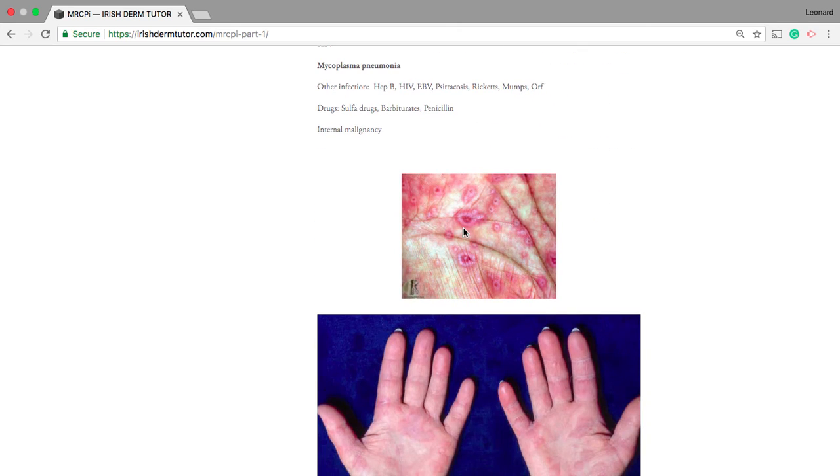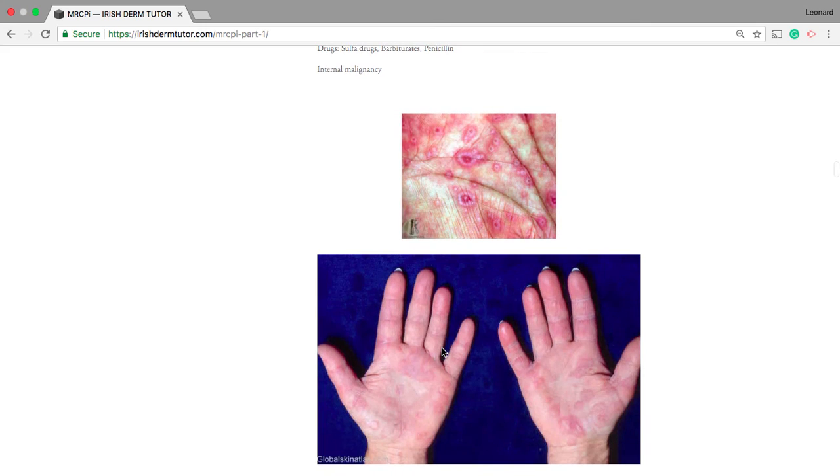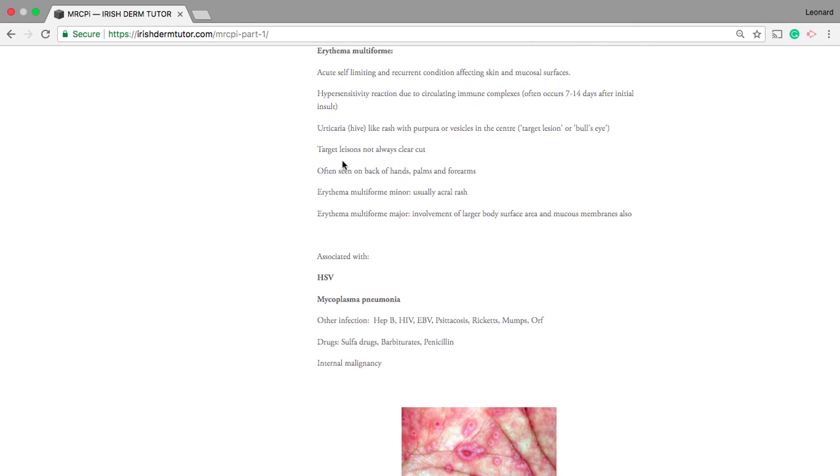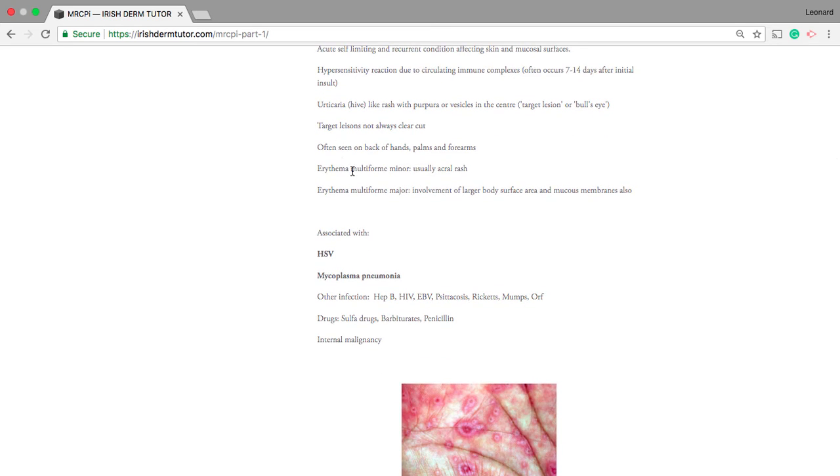This is classic targets that we tend to see, but it's often not that obvious. And here's another case where they mightn't be quite as classical, but they are almost like hive-like lesions with differences in the center. And so this is also a case of erythema multiforme. So, as I said, the target lesions are not always clear-cut. You often see these lesions on the backs of hands, palms, and forearms, but they can be quite widespread also.